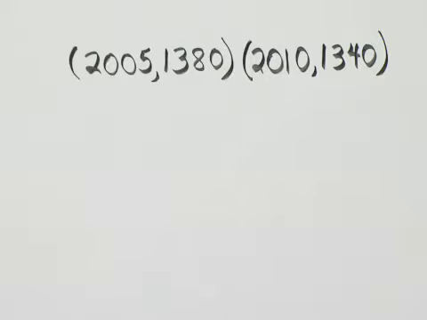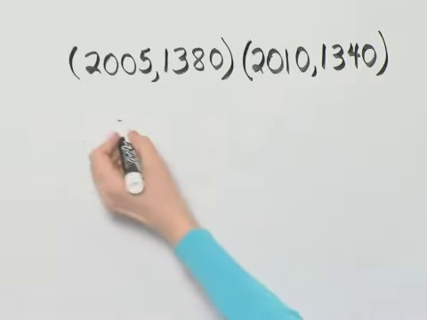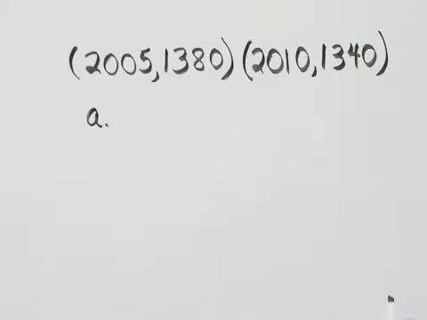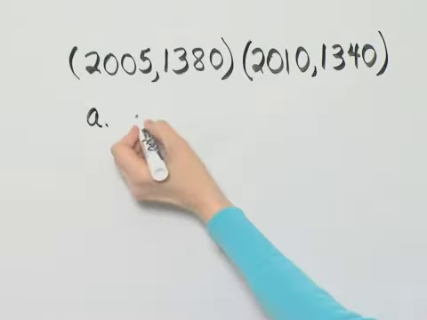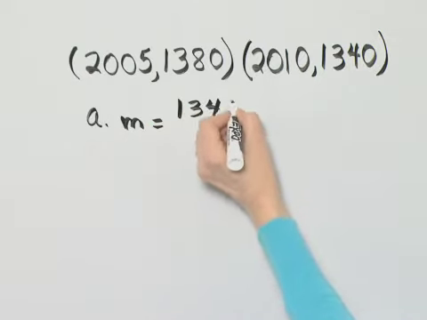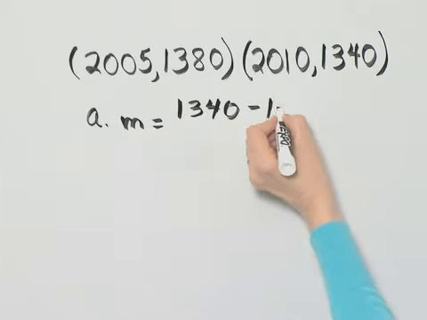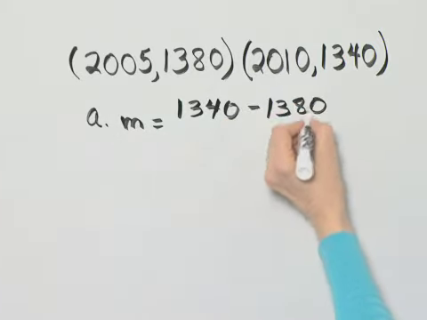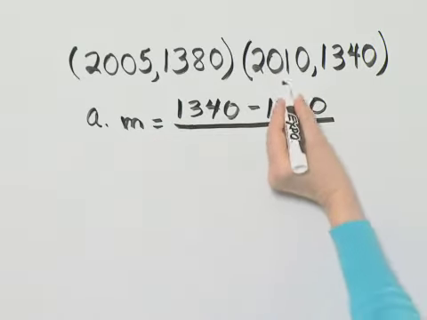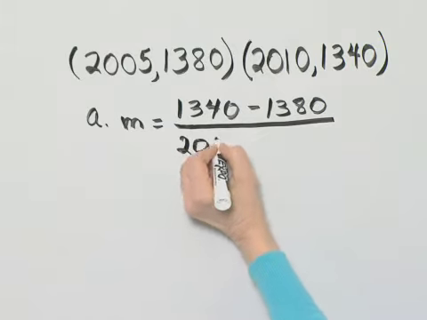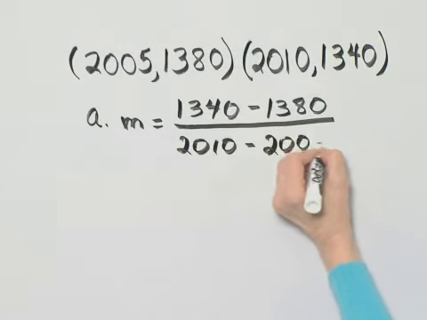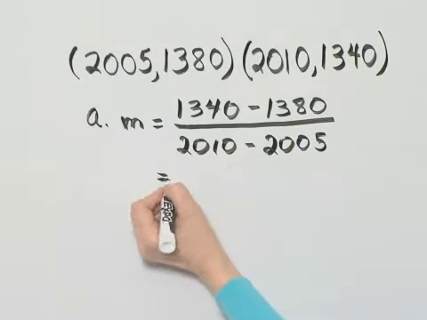Let's find the slope of the line. So first, find the slope of the line. How do we do that? y minus y, so 1340 minus this y, 1380, over this x, 2010, minus this x, 2005. So let's see what the slope is.